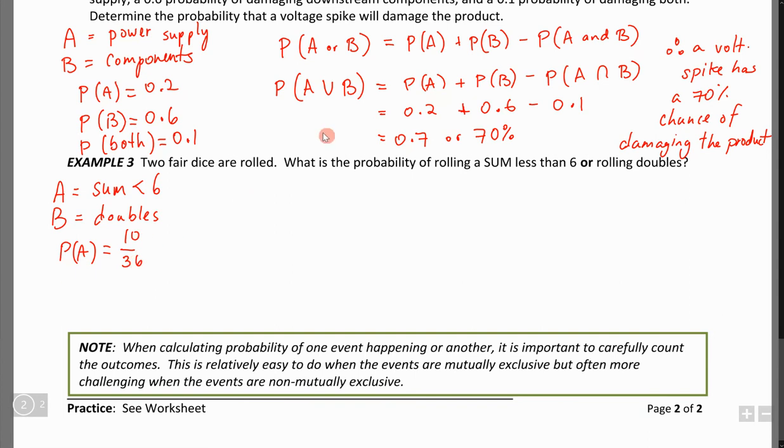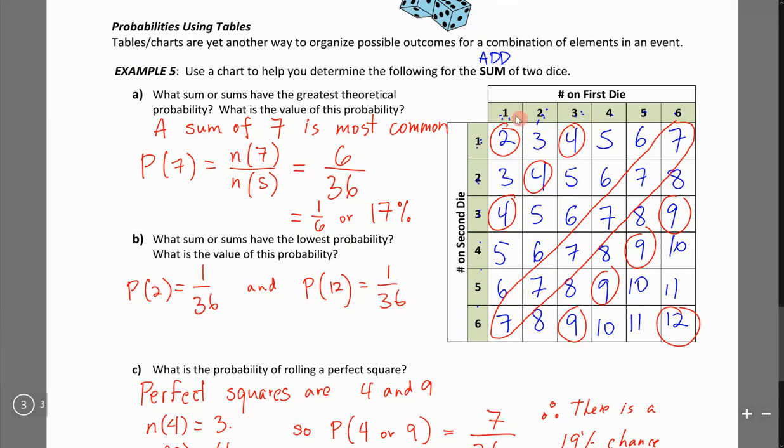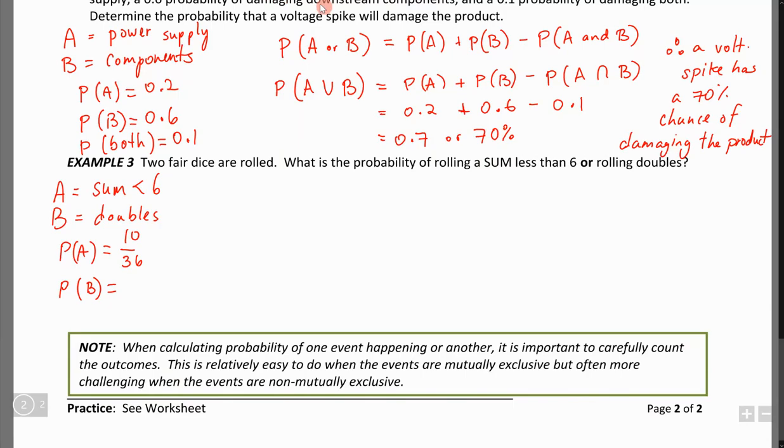Now the probability of rolling doubles, how many ways are there to roll doubles? Well, there's 1 and 1, 2 and 2, 3 and 3, 4 and 4, 5 and 5, and 6 and 6. So there's 6 ways to roll a double. So 6 out of 36. Okay, and the probability of doing both. So I'm going to make so probability of both happening here is equal to.